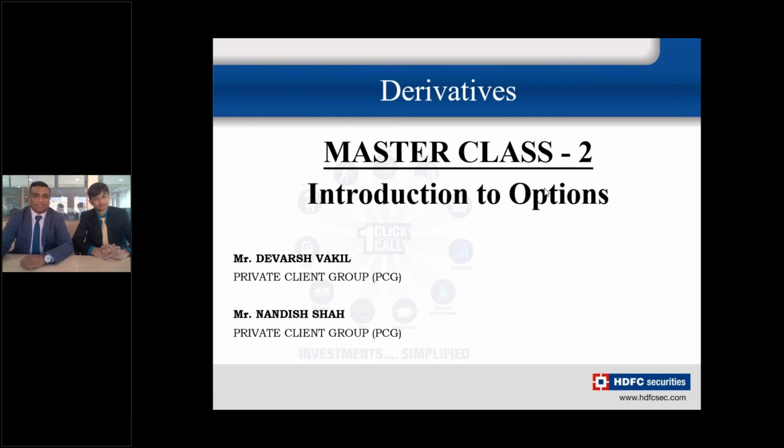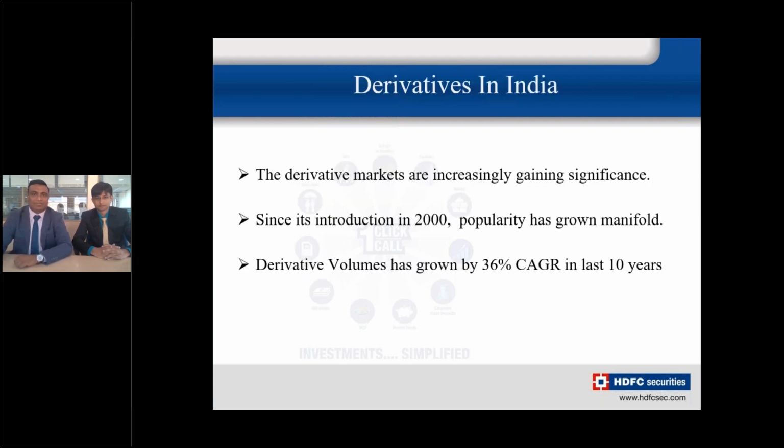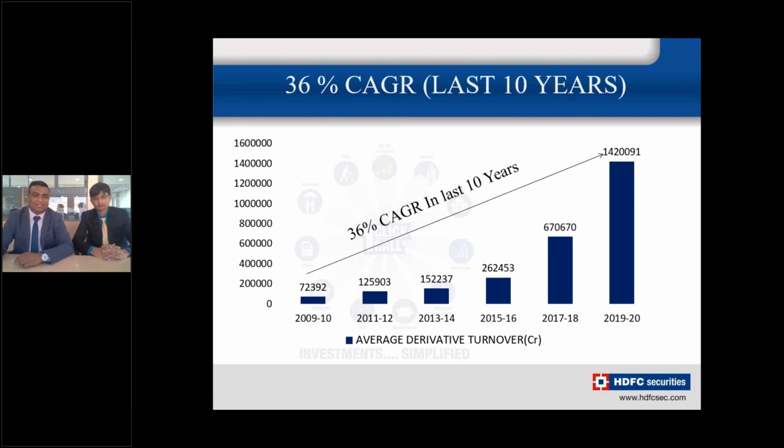So our topic for today is options, but let us just catch up with the derivatives. As we discussed last time, derivatives are getting popular day by day. They are gaining a lot of significance. They are growing at 36% CAGR for the last 10 years, and the popularity is growing by leaps and bounds. Why are derivatives becoming so popular?